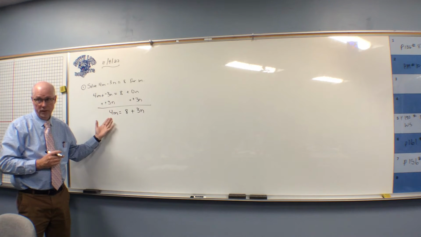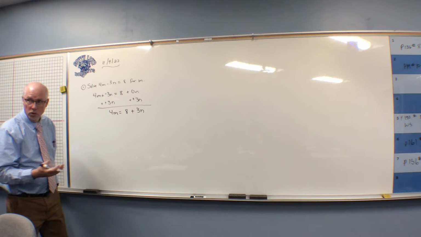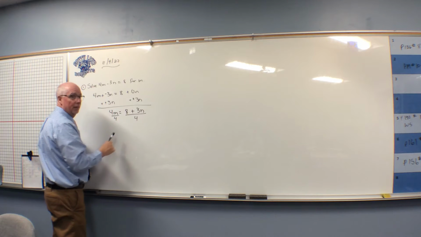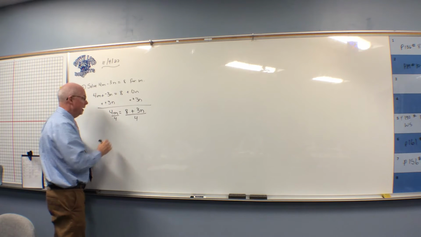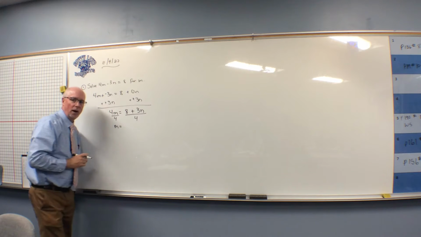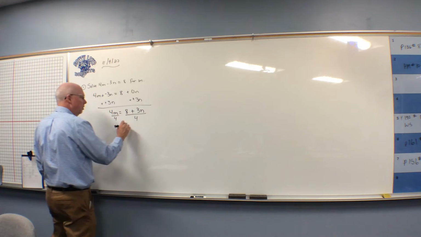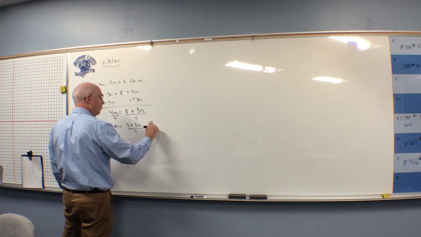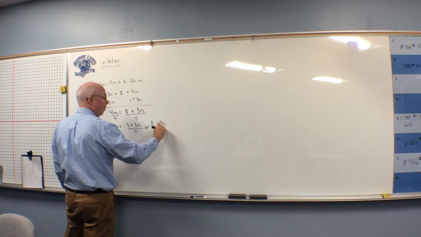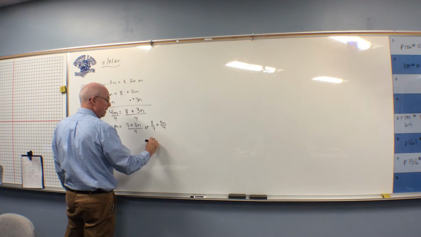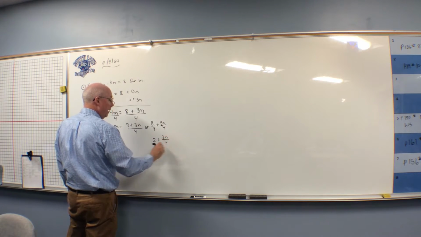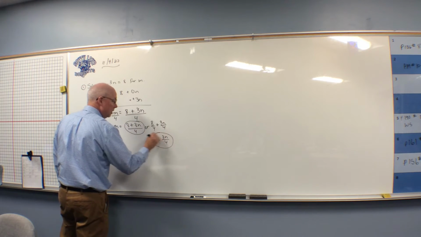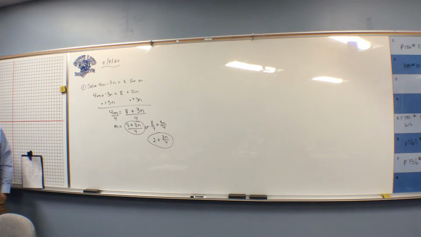Now, we have not solved for m. We still have a 4 there, and it's multiplication. So we use the reverse, which is to divide by 4. We have to divide both of these by 4. So m equals, and I'm going to give you two options here. You can do 8 plus 3n over 4, or you can do 8 over 4 plus 3n over 4, which needs to be 2 plus 3n over 4. I will accept either one.